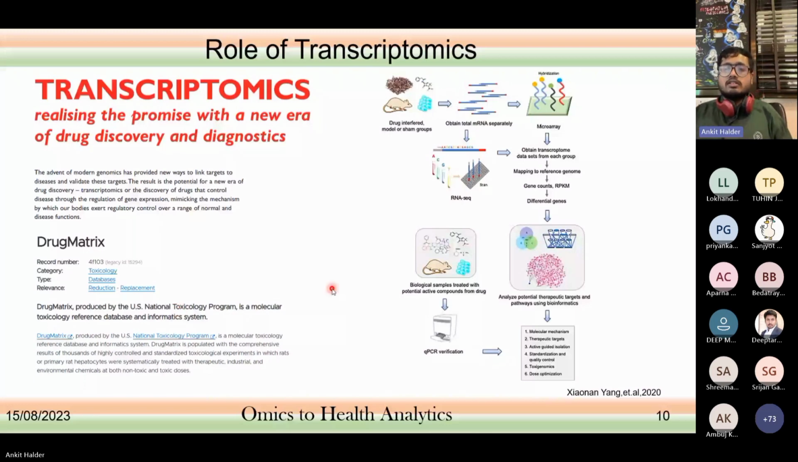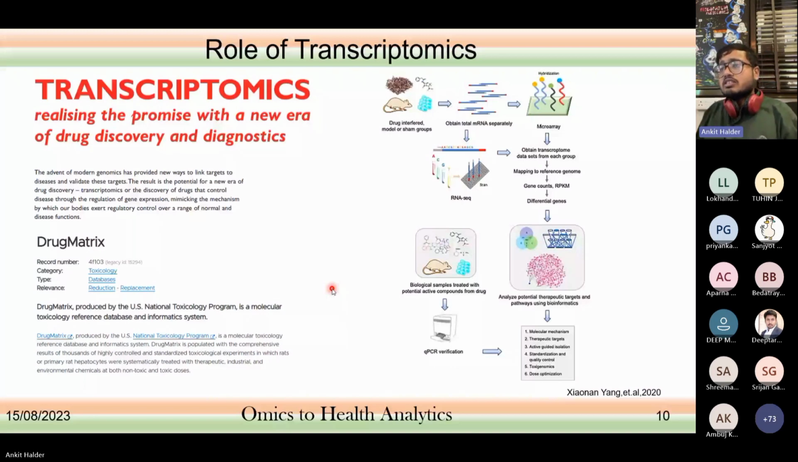Also, you might know that there are databases like DrugBank or PharmGKB, which also give you an overall idea, and the Comparative Toxicogenomics Database, CTD, which gives you an idea of what the toxicity effects of those particular drugs are.